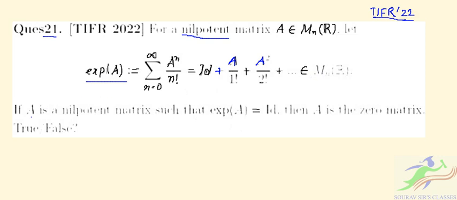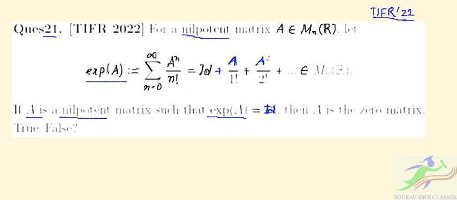So the question is given that if A is a nilpotent matrix such that the exponential of A is the identity, then A is a zero matrix. So you have to find whether it is a true or false statement.